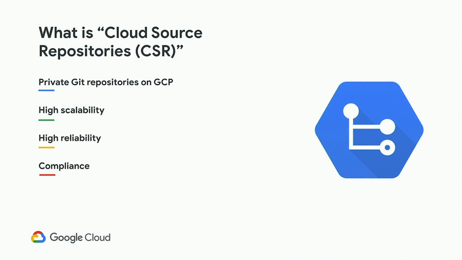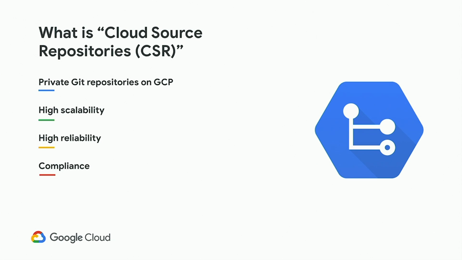Cloud Source Repositories is a generally available service on GCP that allows you to host private Git repositories. Because those repositories are hosted on GCP, it makes it really easy to integrate with other GCP services, such as Stackdriver Debugger, Cloud Build, and Cloud PubSub.